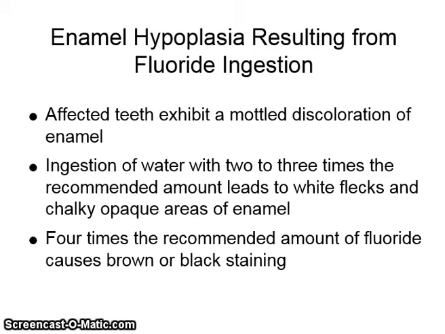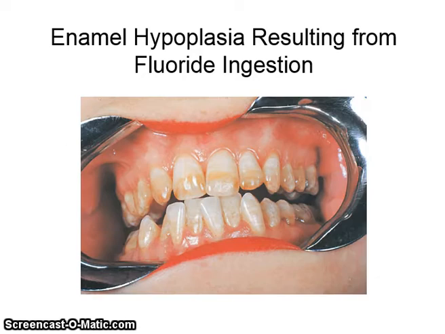Enamel hypoplasia resulting from fluoride ingestion: affected teeth exhibit a mottled discoloration of enamel. Ingestion of water with 2 to 3 times the recommended amount leads to white flecks and chalky opaque areas of enamel. 4 times the recommended amount of fluoride causes brown or black staining. Here is an example of enamel hypoplasia resulting from excessive fluoride ingestion.